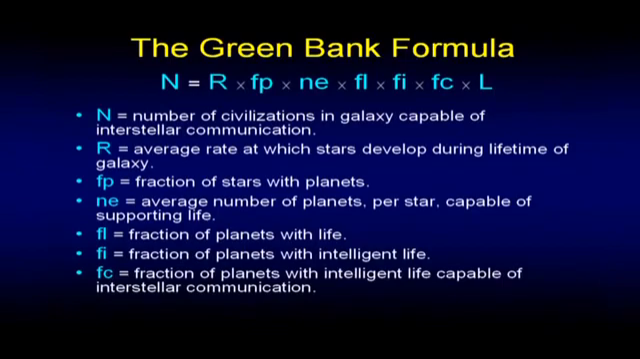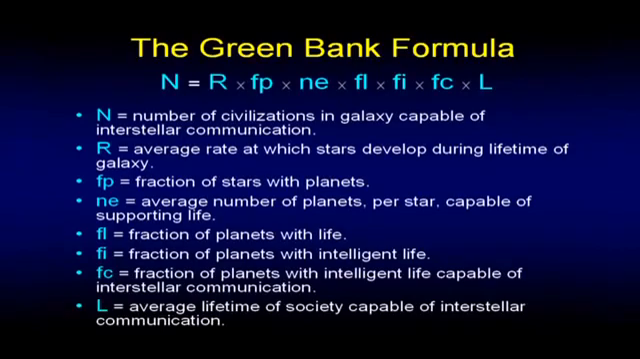Each one of these is a fraction. It's a product of the whole shebang here. And L is the average lifetime of a society capable of interstellar communication. It was very interesting to read the papers of these 84 scientists and the proceedings of that conference as they wrestled with all this. They tried very hard to be optimistic, but reluctantly had to admit to themselves that by the time you go through this, the average rate stars develop, what fraction of these have planets, relatively few, how many of those planets per star are capable of supporting life, that turns out to be very, very rare. I'll come back to that in a minute.